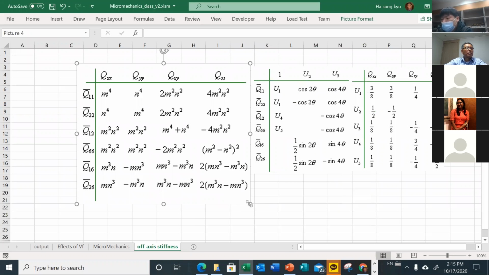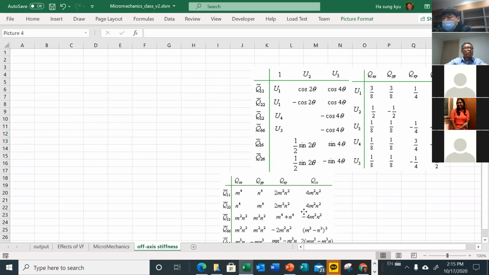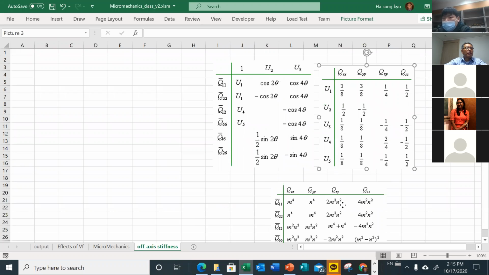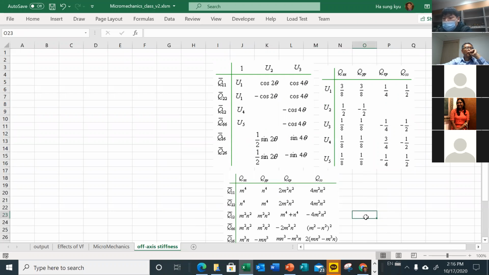Okay, this just uses a different form of the sine and cosine relations. Okay, let's have a 10 minute break, and this is 2:16, and let's get back at 2:26. Okay.